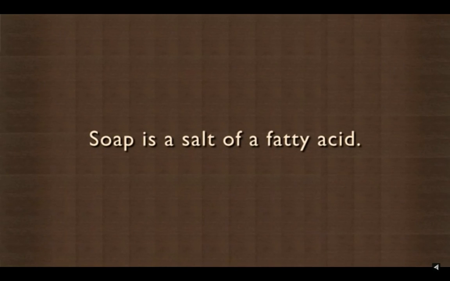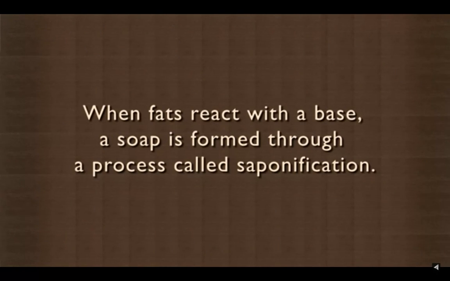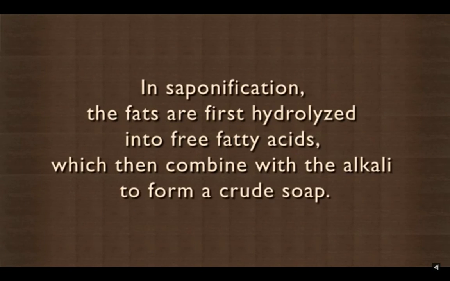We all use soaps for washing, bathing, and cleaning. But what is a soap? Soap is a salt of a fatty acid. When fats react with a base, a soap is formed through a process called saponification. In saponification, the fats are first hydrolyzed into free fatty acids, which then combine with the alkali to form a crude soap. Today, we will see a small experiment to demonstrate saponification.